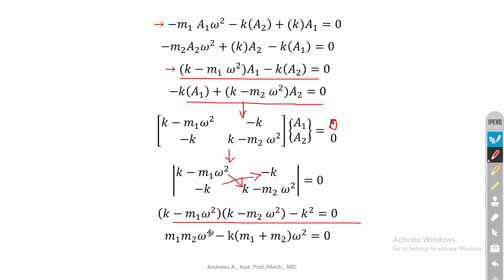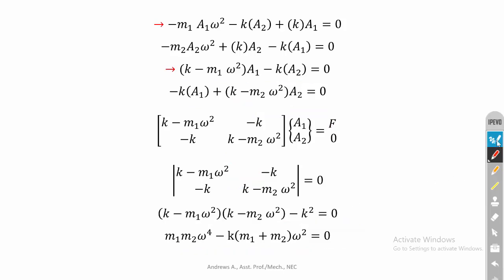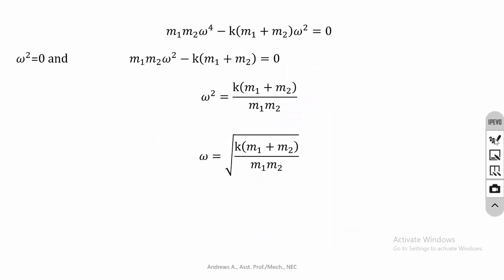So if you solve this equation, finally you will get m1 m2 omega power 4, then minus k (m1 plus m2) omega square. Okay. So now you can commonly take omega square outside. So here you have omega power 4 and omega square. You can bring the omega square commonly outside. So omega square is equal to 0. So this is your first natural frequency.